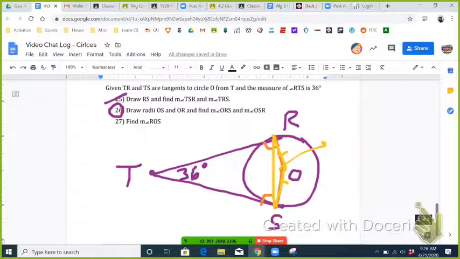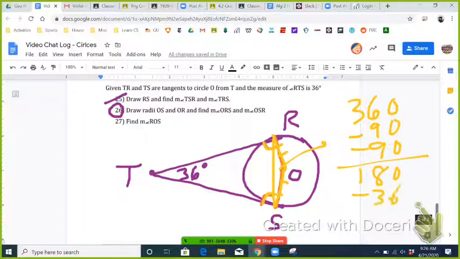Angle O is part of quadrilateral ORST, and all those angles add up to 360. So if we're looking for angle O, we subtract 90 and 90, which gives us 180, and then subtract 36, and we get 144 for angle O. Again, we have this quadrilateral here, so we subtract all those angles to get the remaining fourth angle of the quadrilateral.